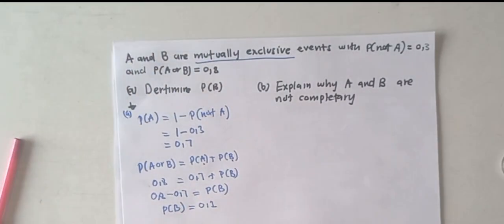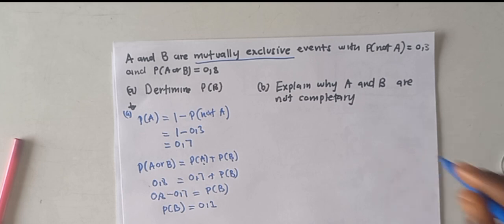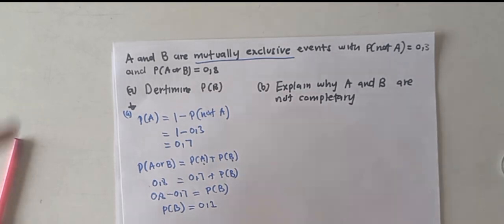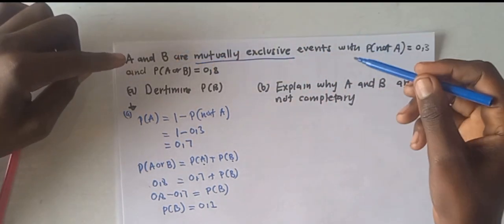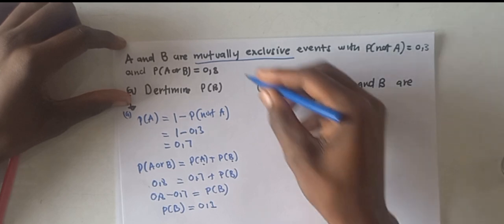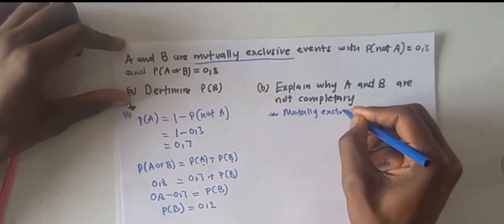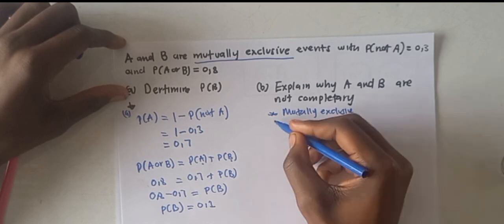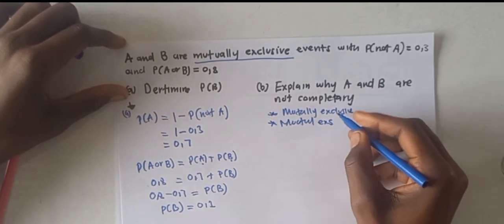Going to letter B, which is to explain why A and B are not complementary. I made a video about this in a previous video. For events to be complementary, they have to be both mutually exclusive and also mutually exhaustive. If we take a look at these two events, first, A and B are mutually exclusive, but are they mutually exhaustive?